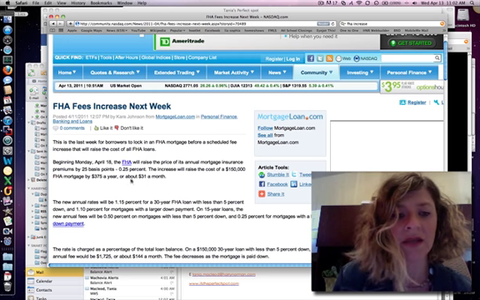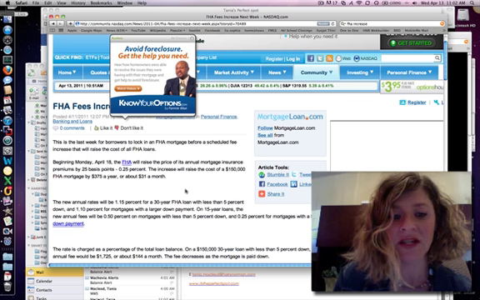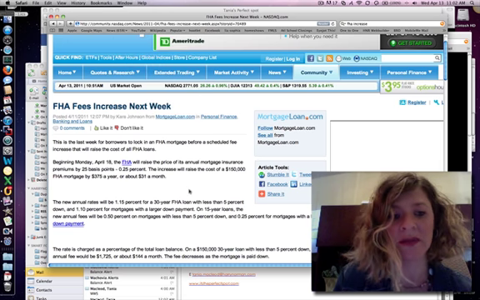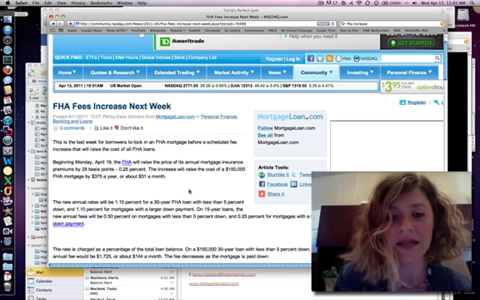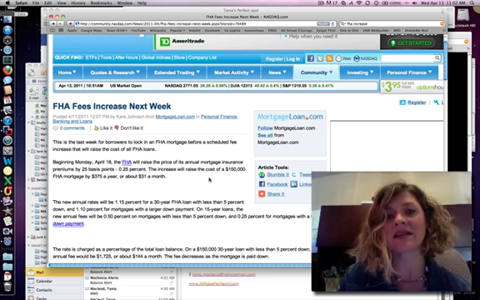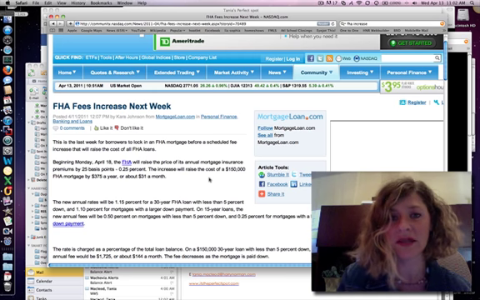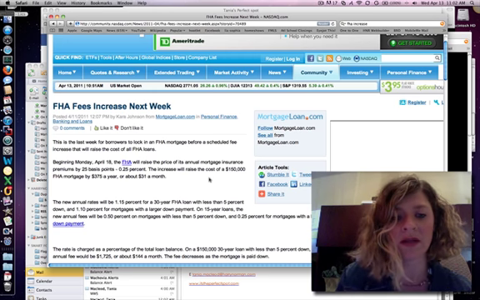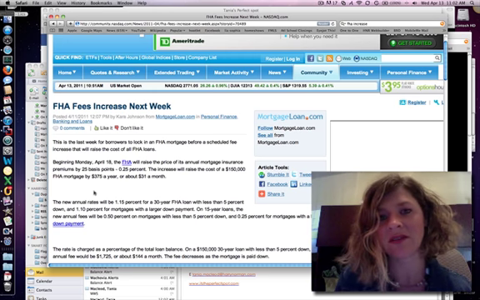And here, beginning on Monday, April 18th, FHA is going to raise the price of its annual mortgage insurance premiums by 25 basis points, and that's 0.25%. It's going to raise the cost of a home loan. Say you have a loan for $150,000, your mortgage amount will actually go up $375 a year.